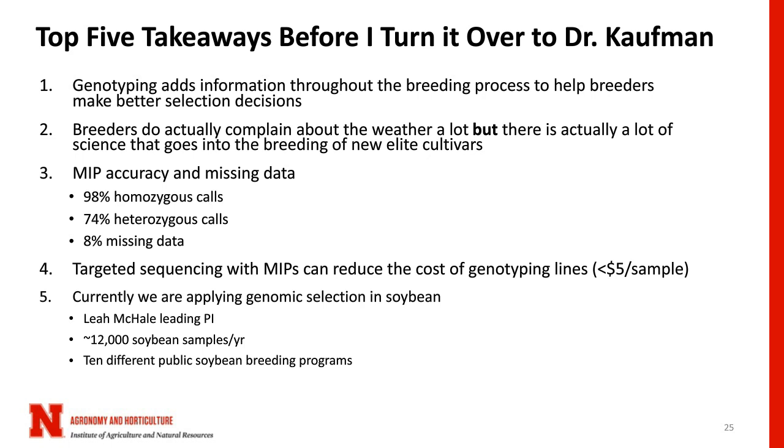And currently, Leah McHale at The Ohio State University is the leading PI of a North Central research project where we're applying genomic selection in the public sector of soybeans. My lab is going to be genotyping about 12,000 soybean samples from different breeders to start applying this from 10 different soybean breeding programs.